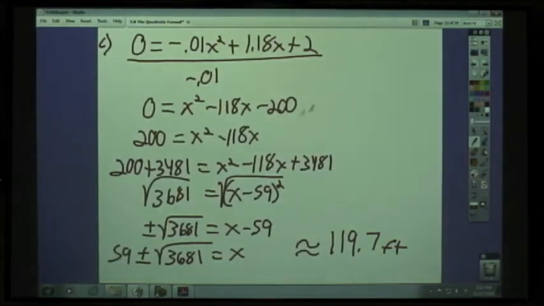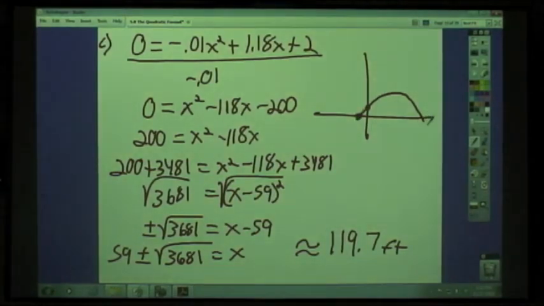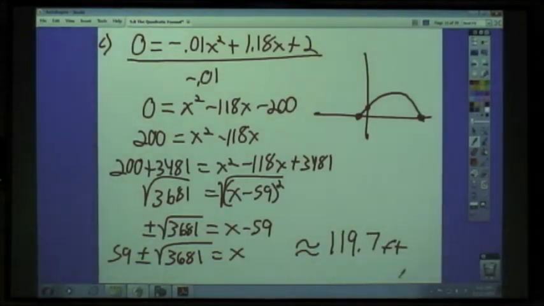The reason that is a negative number is, you've got to think, when the punter kicks the ball, he's kicking it from a height that it's already starting at as the beginning amount, and then it's going to go this way. So the x-intercept back here of negative 1.67 is as if that parabola continued. Remember though, he's kicking the ball from a starting height, and where it lands is 119.7 feet.